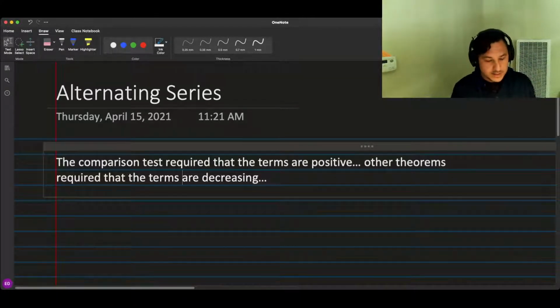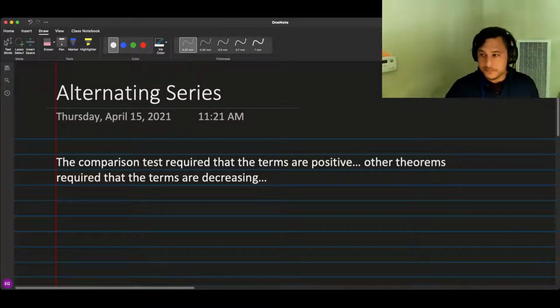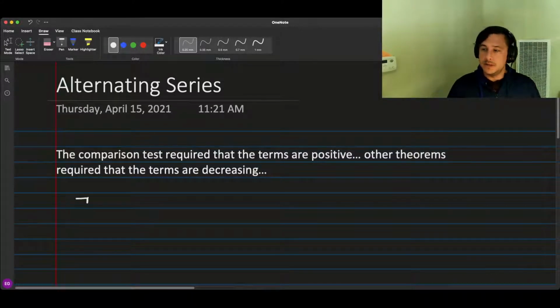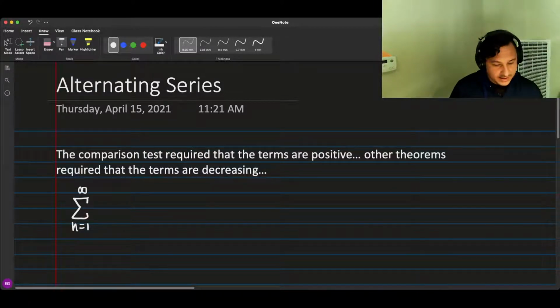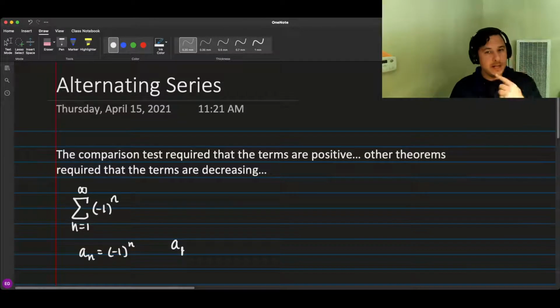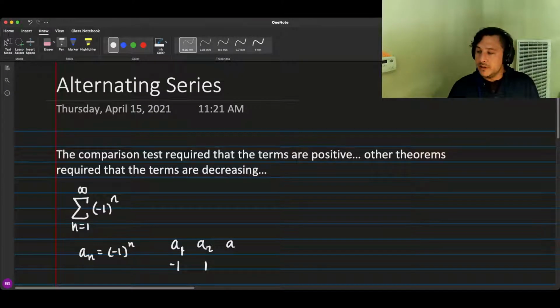So we're going to first start by talking about something called the alternating series, and I have made an allusion to this before. Let's say you have the sum from n equals 1 to infinity of negative 1 to the n. Do you remember when we talked about the sequence of negative 1 to the n? If you plug in 1, negative 1 to the first power is negative 1. If you plug in 2, negative 1 squared is positive 1. If you plug in 3, negative 1 to the third is negative 1.